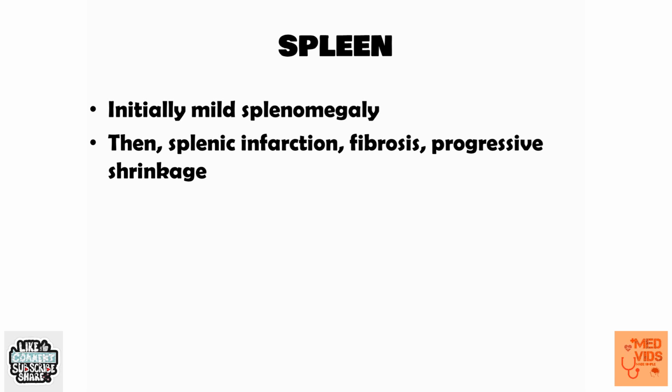Okay, so this is what is described as autosplenectomy, which is actually very interesting. In the end, the spleen of patients with sickle cell anemia gets destroyed by itself. Okay, so that is autosplenectomy.